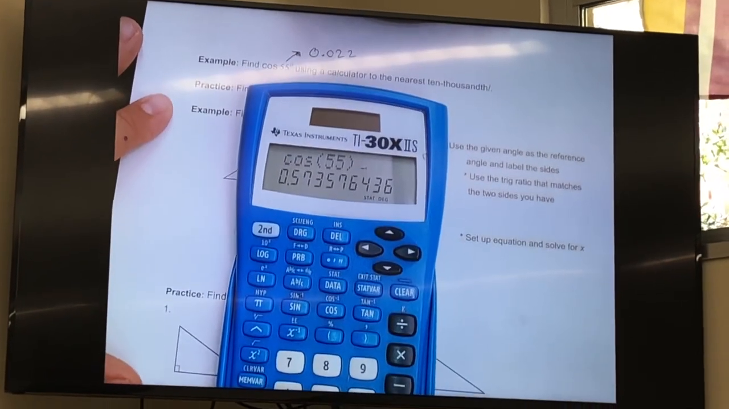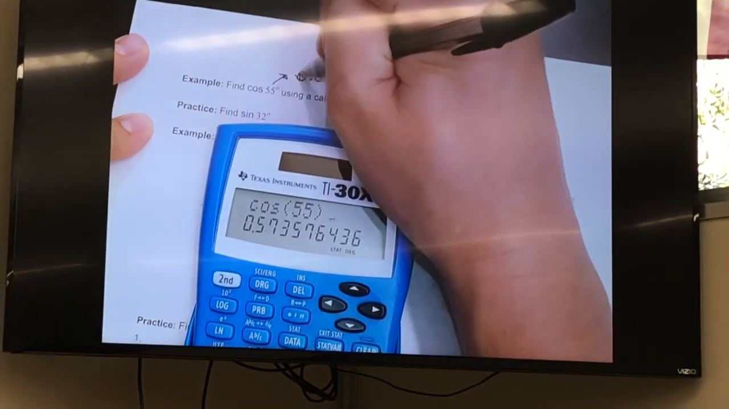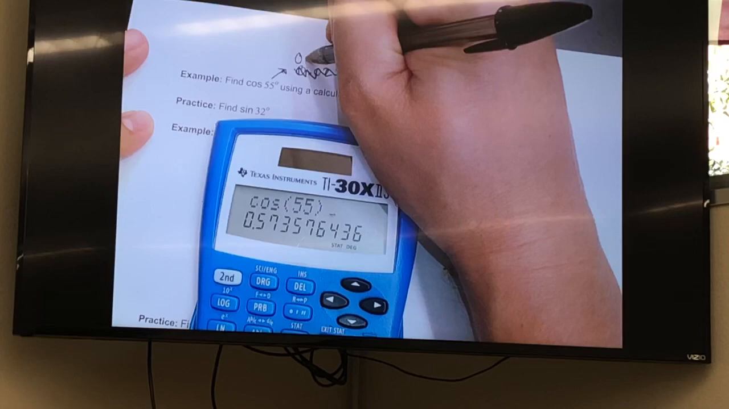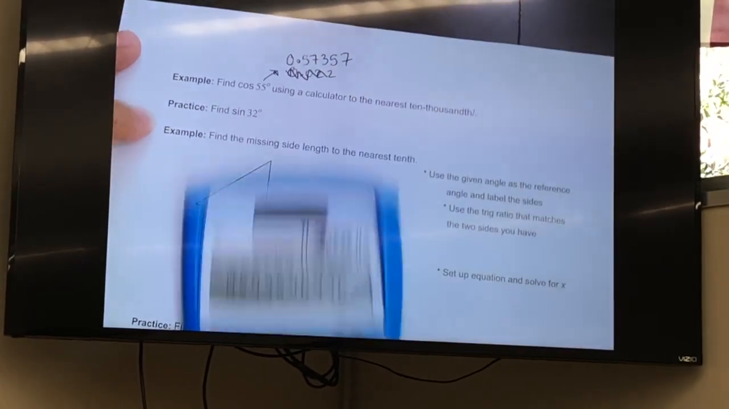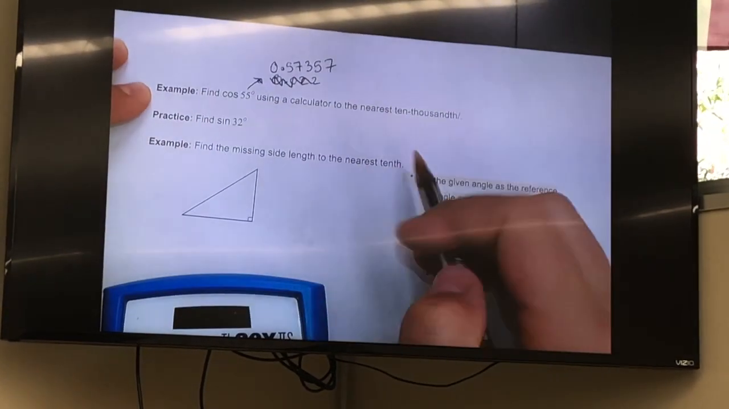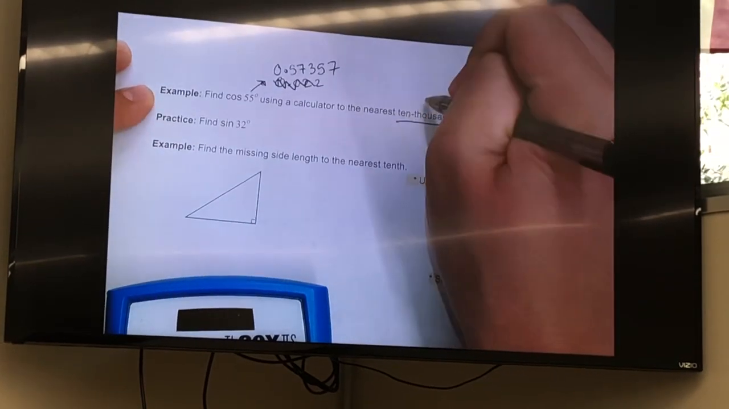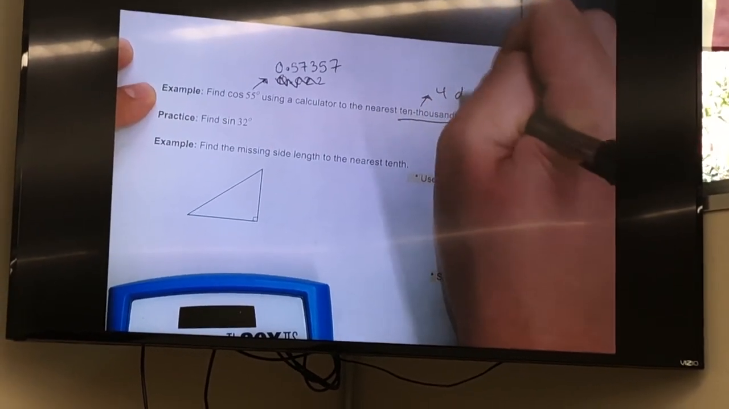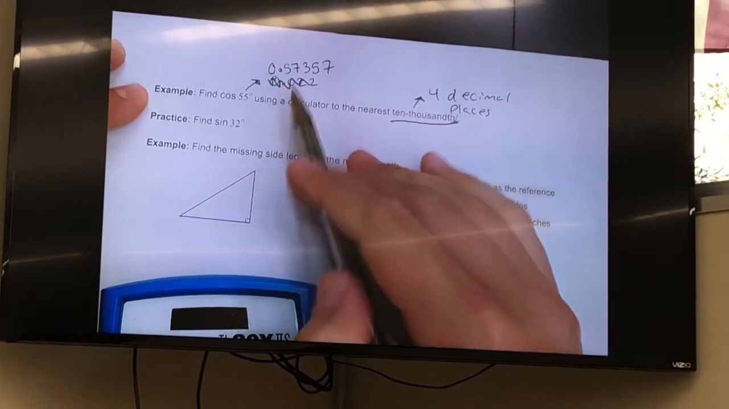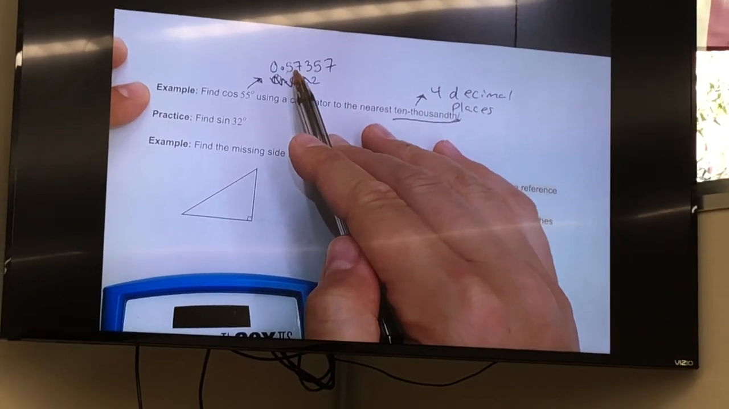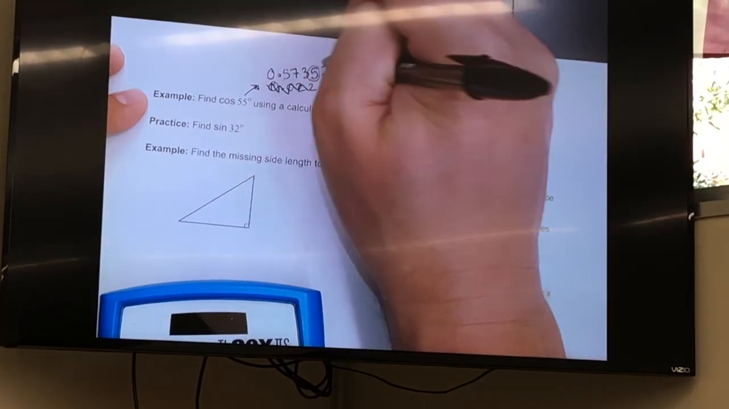Oh, Miss May, a different answer this time, right? Is this what you got this time? That's what I got. Beautiful. So we're going to scratch that out. 0.57357. For those of you that do not know your place values, this is 4 decimal places. So our tenths, hundredths, thousandths, ten-thousandths. This is the one we should be circling.